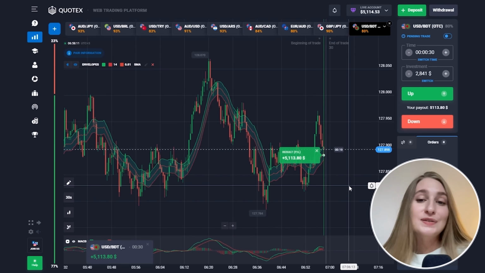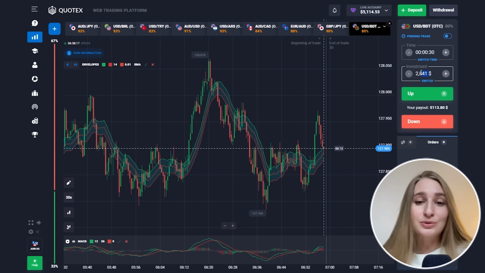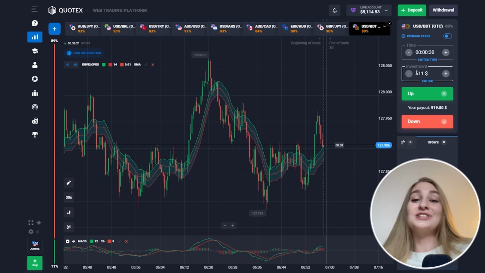And here, guys, look at this. Our trade is working out perfectly and closed in the plus side. A very good amount already on the balance, $5,000. And like, we change our deal amount and continue to look for those situations that fit our strategy.